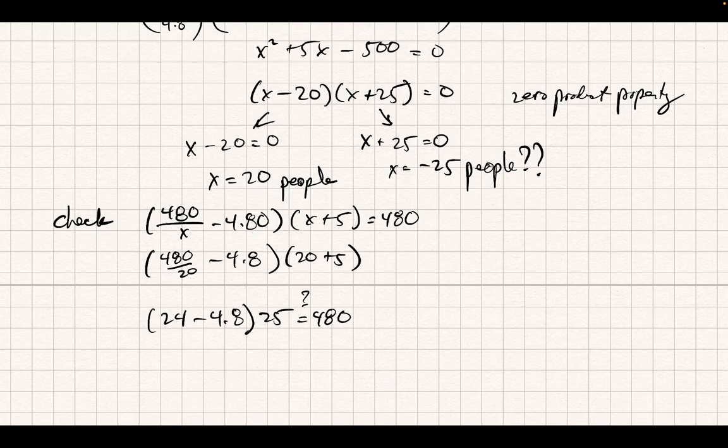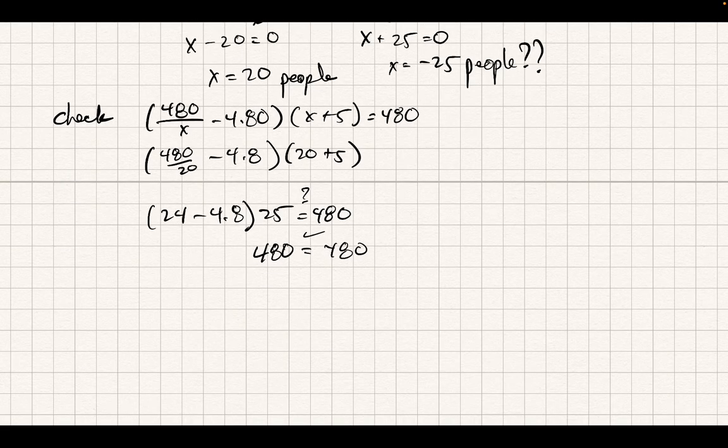Why are you multiplying it by 25? X plus 5. Oh, I'm so stupid. Okay, 24, that would be 19.2. Yeah, 24 times 19.2. 4.8 is 115.2. 19.2 times 25 is 2,880. Oh, 24 minus 4.8 is 19.2.